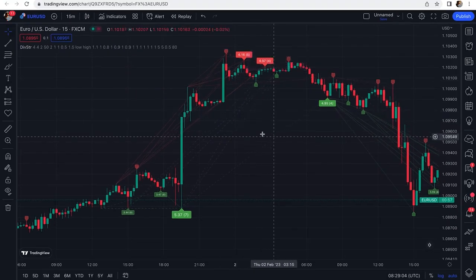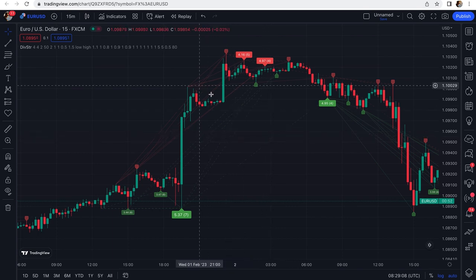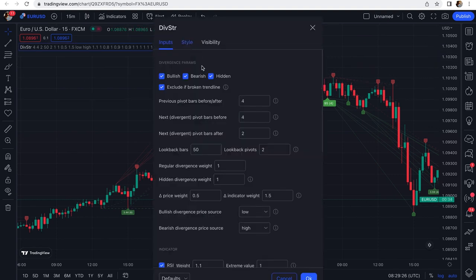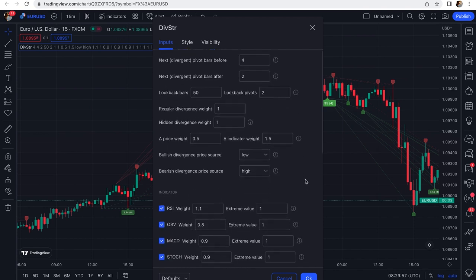Now you may wonder how this indicator identifies divergences. It's actually based on the pivot points that are happening on the chart, and by default it uses these amounts for identifying pivot points and checking for possible divergences, and also all of the components of this indicator are weighted, and you can modify the weighting here in the settings.